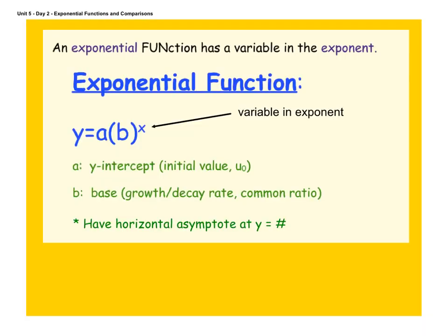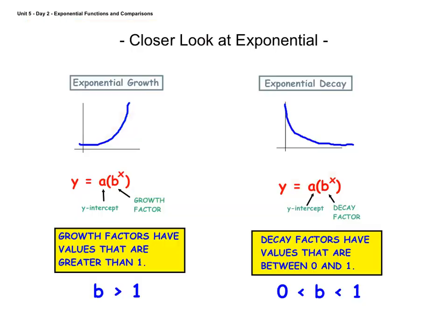Next would be the exponential function. The way you know you have an exponential function is your variable is now in the exponent. There are two different kinds of exponential functions: there is growth and there is decay, and we'll discuss the difference between the two. It also has a horizontal asymptote, and we'll discuss why that's the case. So here are our new functions, exponential growth and exponential decay.